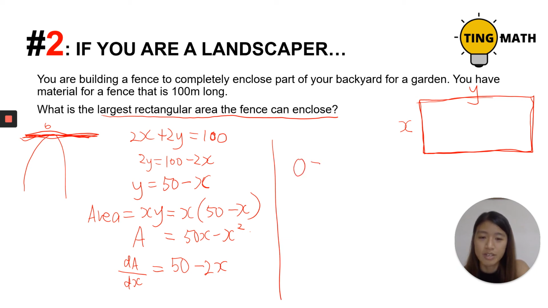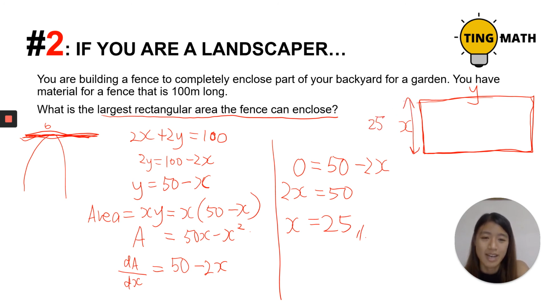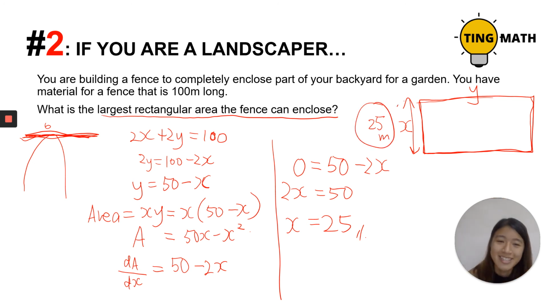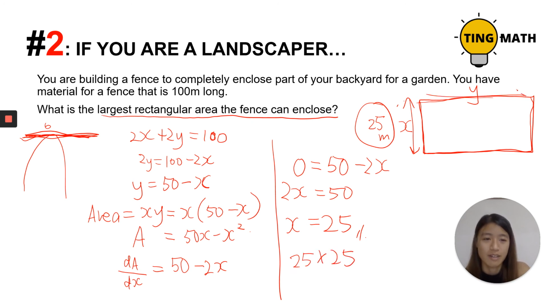As I know it's 0, we're going to put 0 into the equation, and we're going to solve for x. And what we get here is that we find our x to be equal to 25. So now we know one side is 25 meters. Okay, so we find out how we are supposed to build our garden. For the largest rectangular area, you simply need to take 25 multiplied by 25. We know the other side is 25 as well because y is 50 minus 25 here. Yep. So that is our answer for the largest rectangular area.